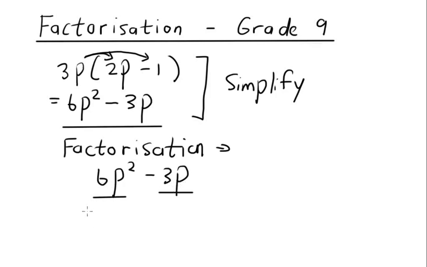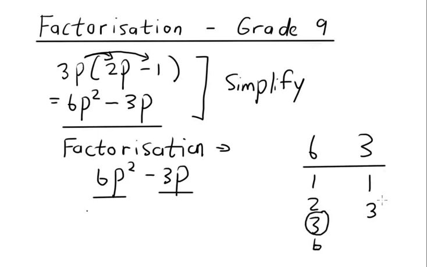So what we do is we take out the highest common factor of the numbers first. So the highest common factor between 6 and 3: remember when we speak about factors, the factors of 6 are 1, 2, 3 and 6, whereas the factors of 3 would be 1 and 3. So the highest common factor would therefore be 3, because that's the highest number that you'll find in both sets of factors. So we take out 3 as a common factor in terms of the numbers.